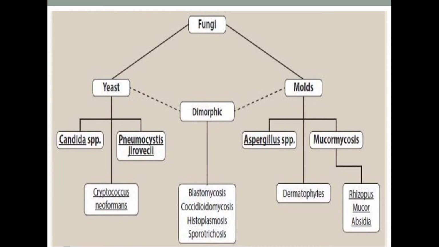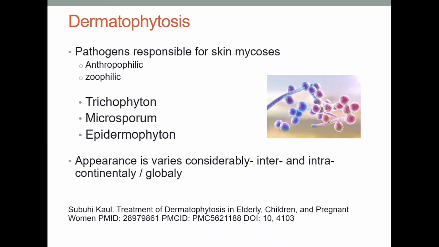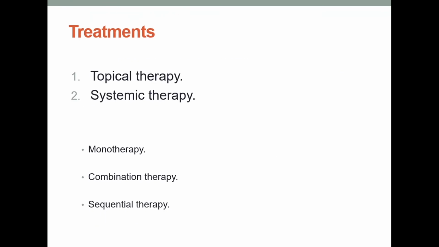This is the fungal family, a large family consisting of yeasts, dimorphic fungi as well as molds. But today I am concentrating mainly on dermatophytic infections. Pathogens could be anthropophilic as well as zoophilic. Genera-wise, it could be Trichophyton, Microsporum, or Epidermophyton. Appearances vary considerably inter- as well as intracontinentally and globally. There is a variety of topical as well as systemic agents available, and the treatment could be monotherapy, combined therapy, even sequential therapy.